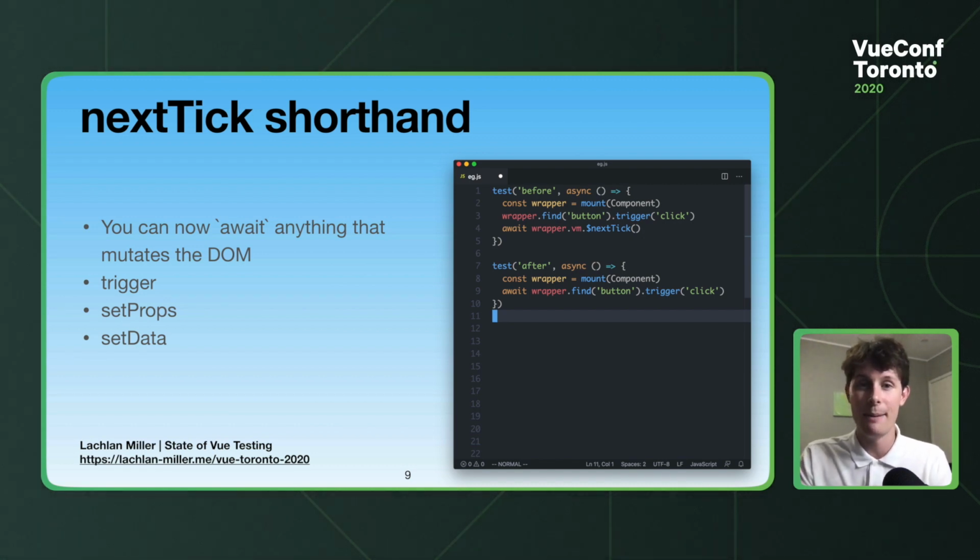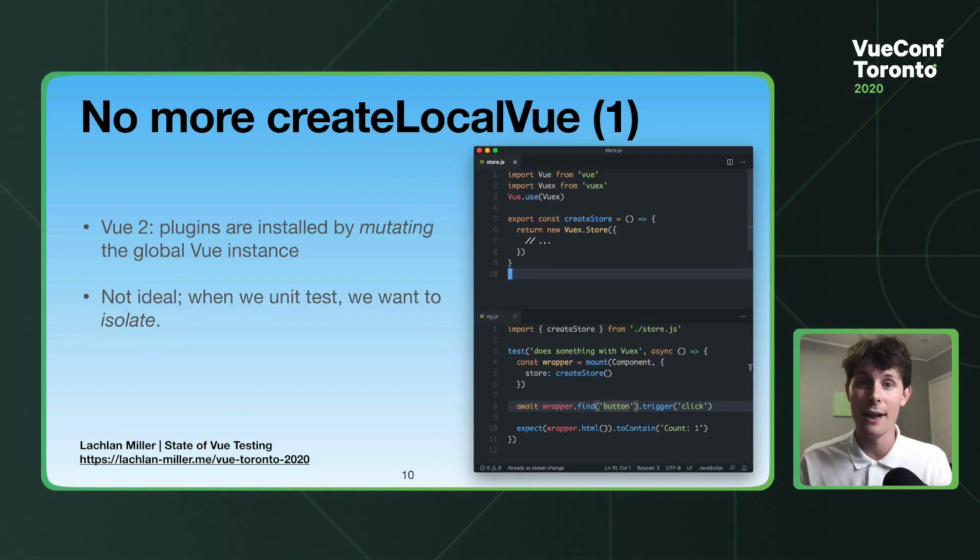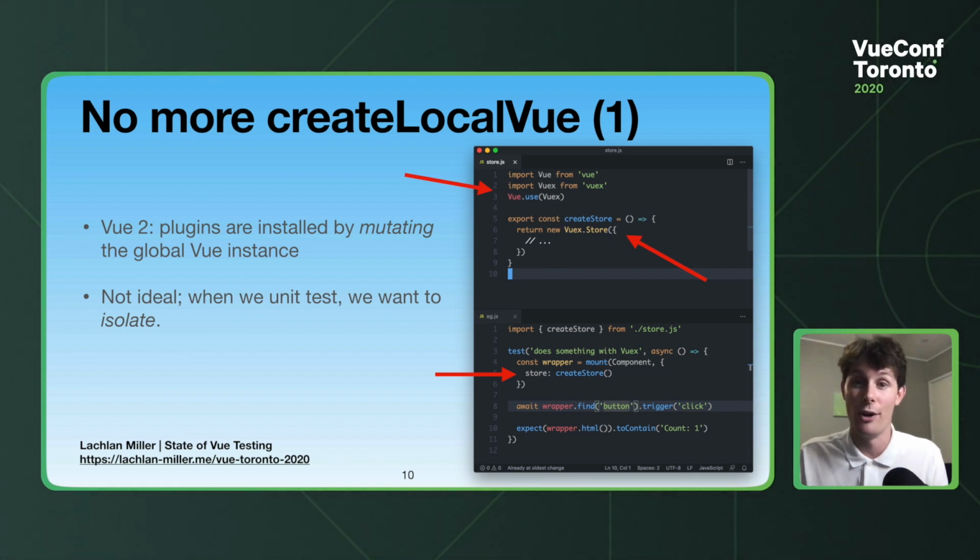There's one other significant improvement or change I'd like to talk about, and that is related to the idea of createLocalVue. To understand what createLocalVue does and why it was necessary, we have to take a look at how Vue 2 handles plugins. Over here on the right, you can see we're creating a test using a component that requires a Vuex store. So in our store.js file, we're saying Vue.use and we're installing the Vuex plugin. We're then creating a new instance of the store. We then go ahead and pass the store into our mount component or our mounting options. And this is fine in practice.